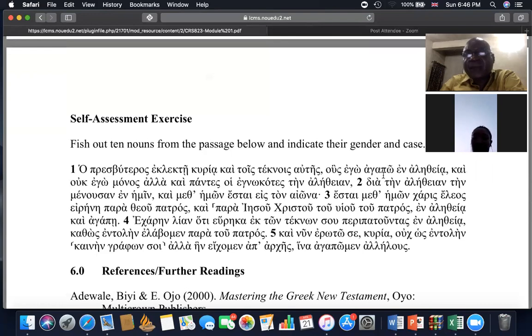I'm not sure about agapo, but you can check it. Aletheia is a noun. I'm not sure about that. It should be only. It's a kind of adjective. Yes, it's only. So it's an adjective, really. It's not a noun. Okay. Yes, sir.